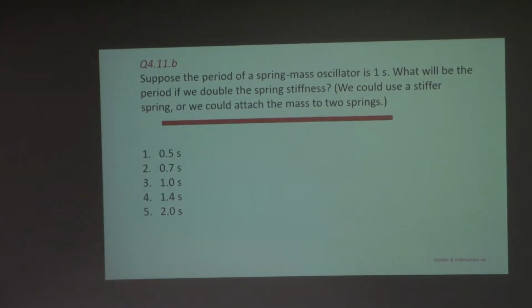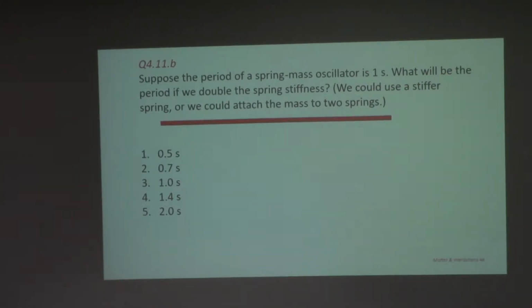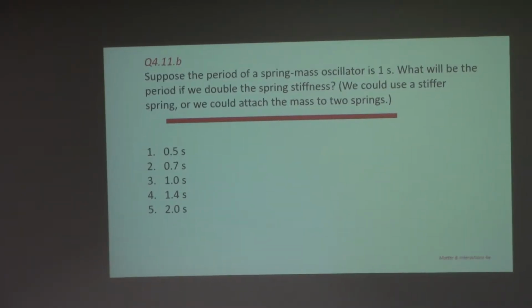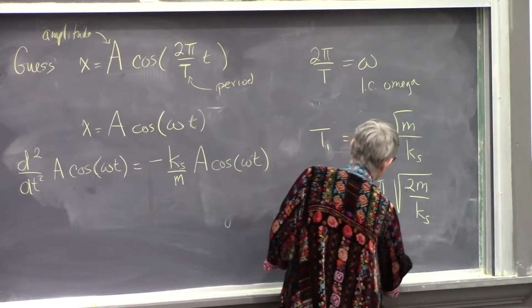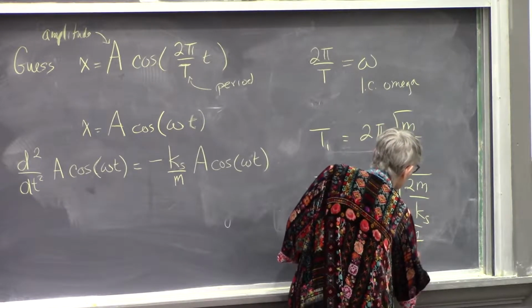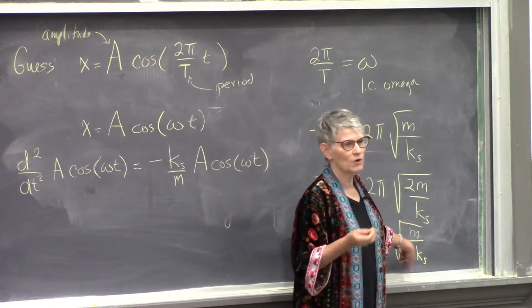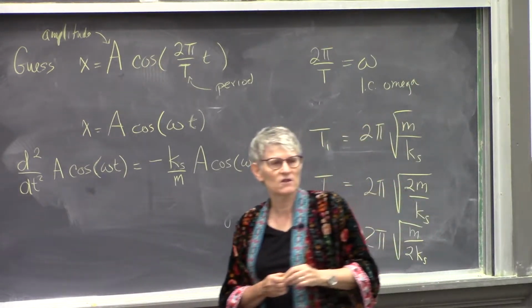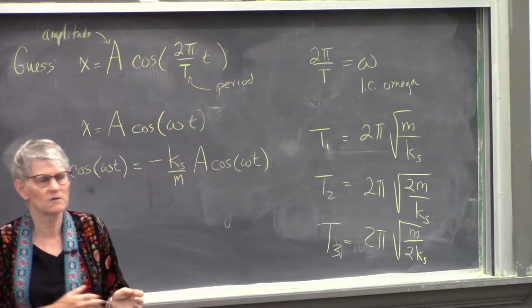What happens if we double the spring stiffness by using 2 springs? Now we have the original mass, but twice the spring stiffness. Yep, that's right. So T, we'll call that T3, is 2 pi times the square root of m over 2 k sub s. So the factor is 1 over the square root of 2. So it's indeed 0.7 seconds. So you made the spring stiffer, it got faster, right?